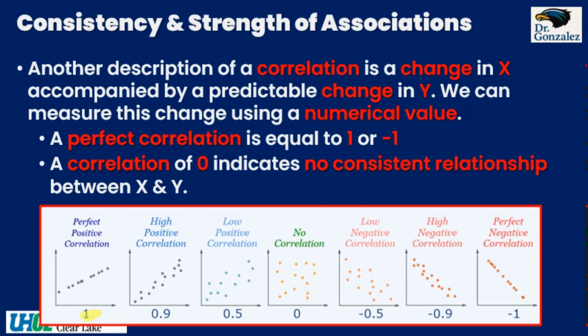So it can go from +1 to -1. And I just noticed that this scale is inherently backwards. Normally we put negatives on the left-hand side and positives on the right. So I hope this doesn't throw anybody. But as you move from right to left, you can see that I have a perfect correlation, then a high positive, low positive, and none.